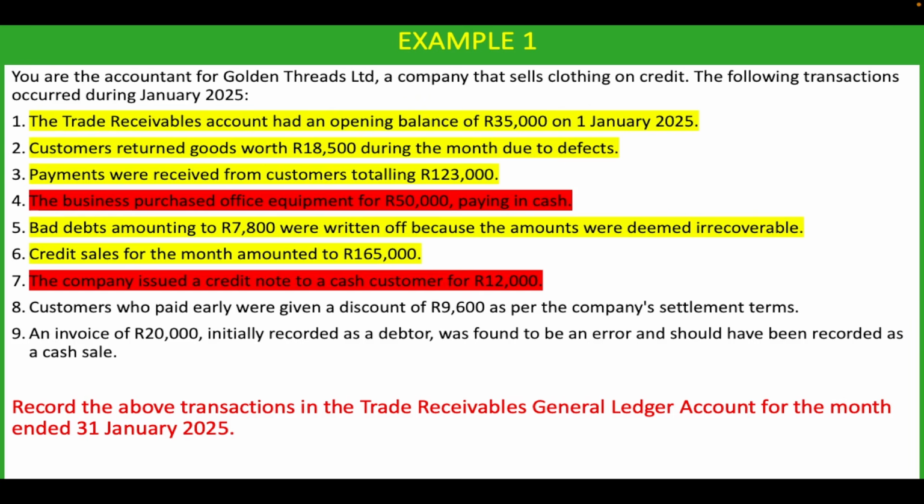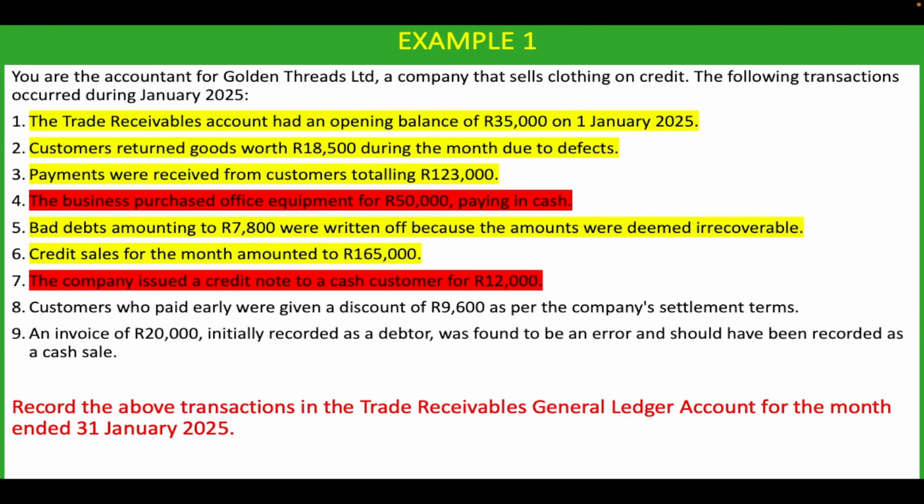So when we are told that customers paid early, that signals that this is for credit customers, those who bought from us on credit and now they are paying early. What does it mean by early? Well, remember we have credit terms with our customers who buy from us on credit. We might give them a 30-day credit term, meaning that they have to pay us within 30 days.